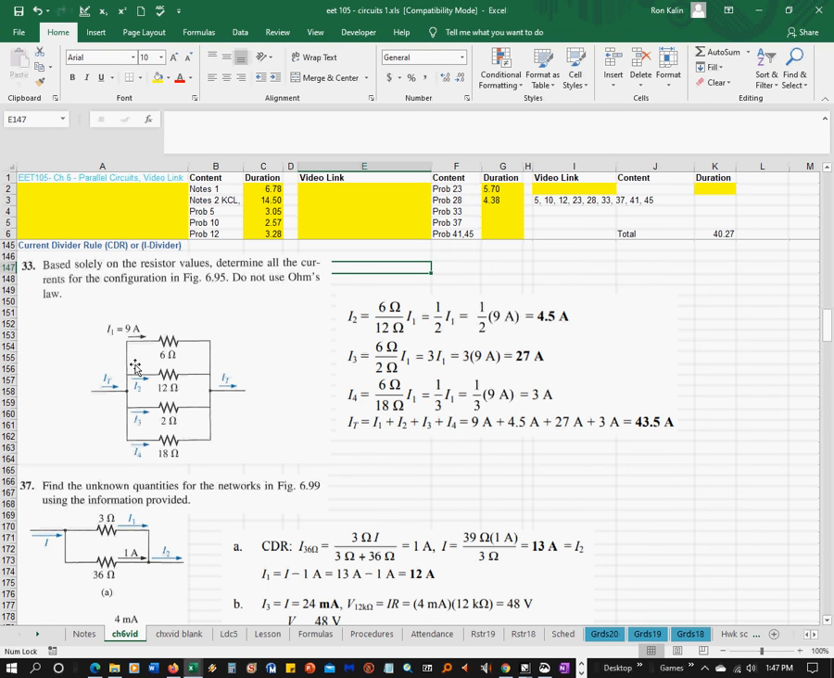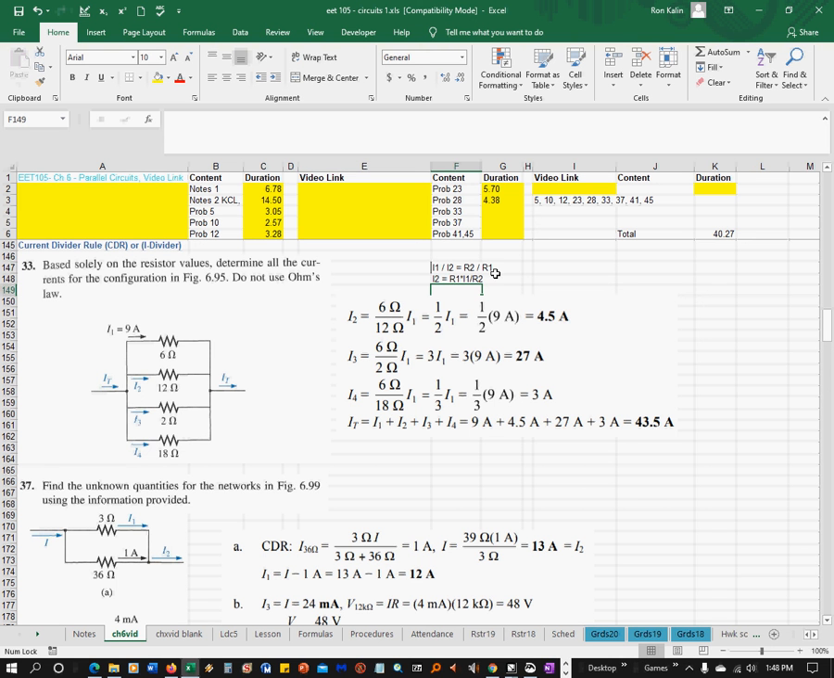So what they did was they took each pair at a time. You know what all the resistances are, so you could figure out what I2 is. I2 is going to be I2 divided by I1 equals R1 divided by R2.